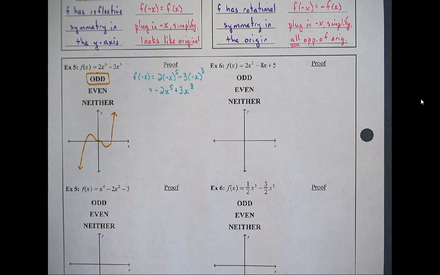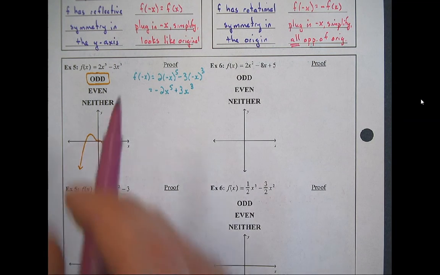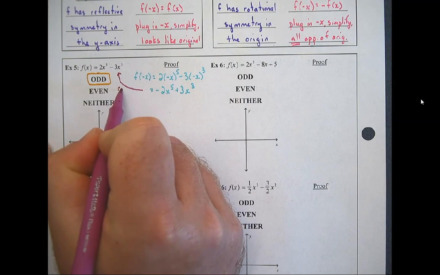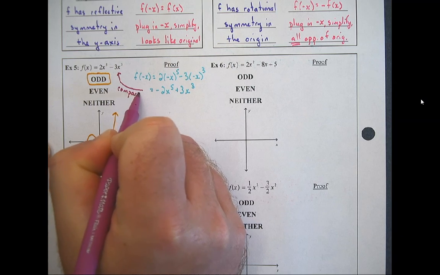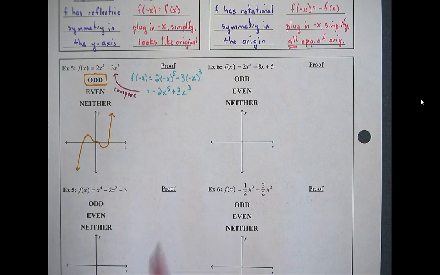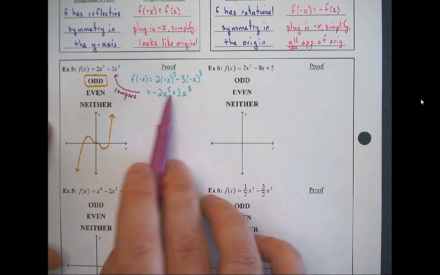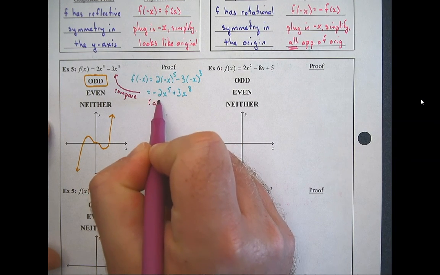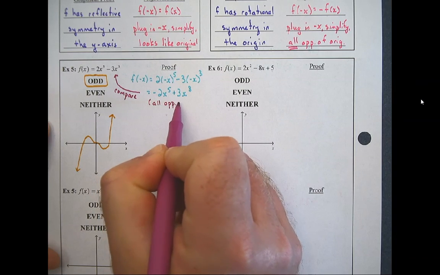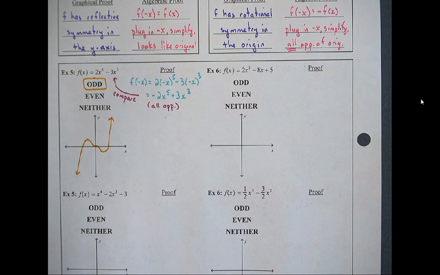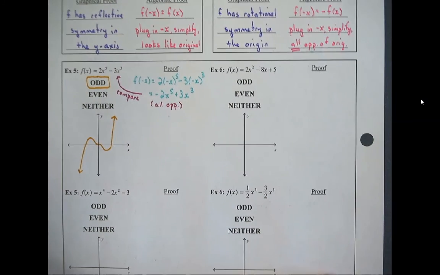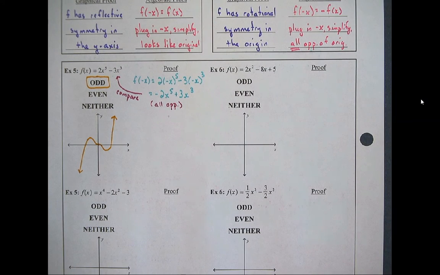And then look at what we want to do from here. We want to compare to the original function. What do you notice? Well, everything's the same except for the signs. So these are all opposite of the original. Since they're all opposite of the original, we can just go ahead and say that your function's odd. You don't have to really say a whole heck of a lot after that.